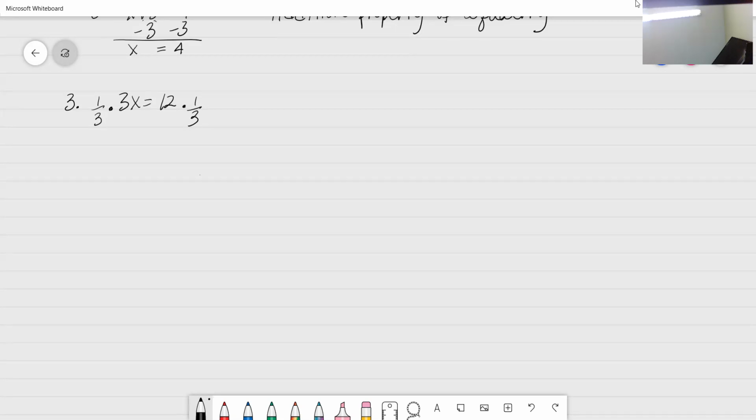So the identity property of multiplication tells us that we can just rewrite this as 3x divided by 3 is equal to 12 divided by 3, which is what we normally do when we isolate our variable by doing the inverse operation. But you're still multiplying. You're just multiplying by the reciprocal, which in this case is 1/3 instead of 3. So then that isolates your variable. That becomes 1, and your solution becomes x equals 4. So in this case, we are using the multiplication property of equality.